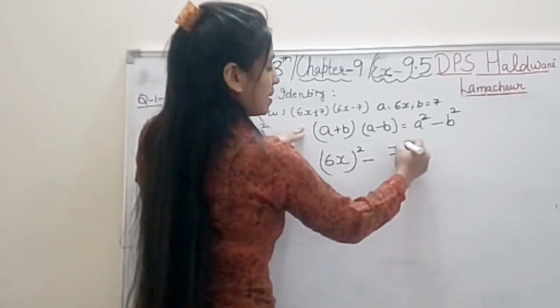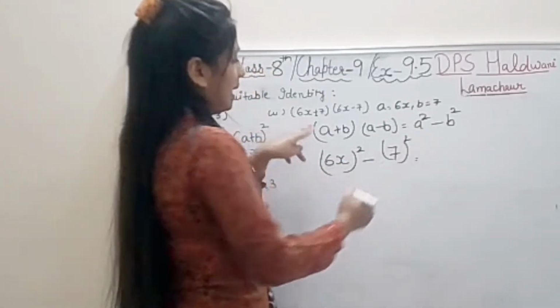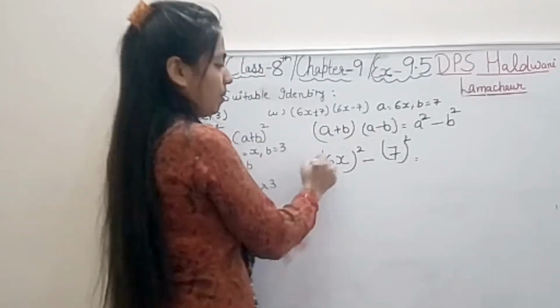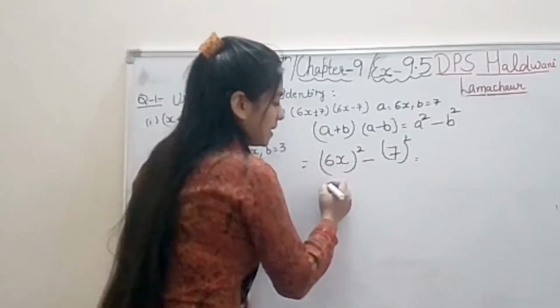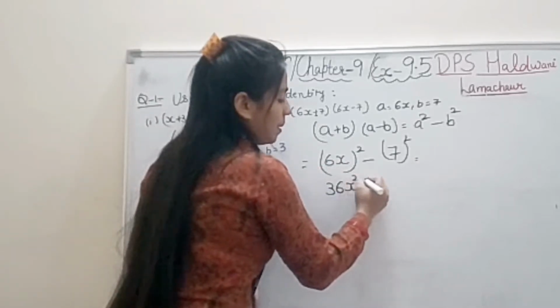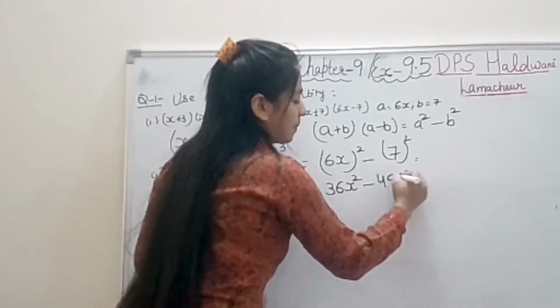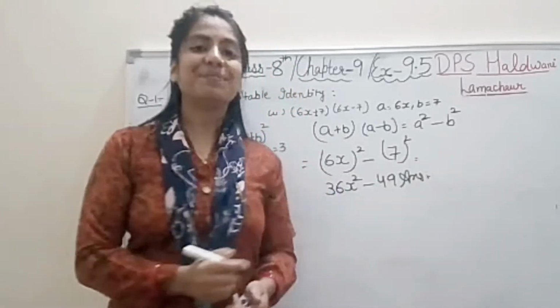B is 7 ka square. So that's it. A plus b, a minus b. Formula is a square minus b square. So the answer is 6 6 are 36, x square minus 7 7 are 49. So this is the answer.